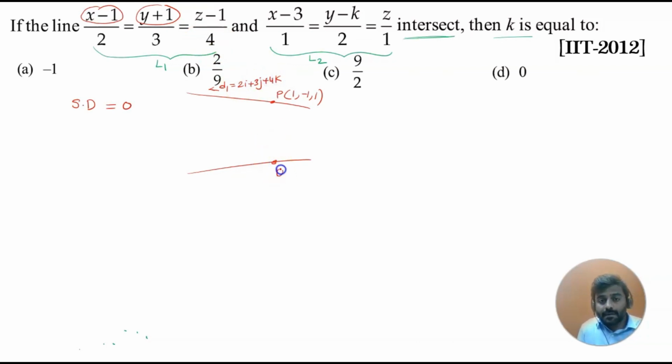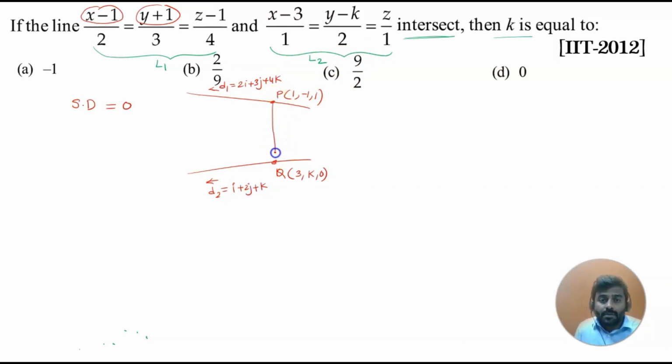And the second line is passing through the point Q. How do we get Q? Just equate the numerator to 0. So 3, k and 0 will come. Here the directional vector, which is D2, can be obtained by taking the i, j, k's with the denominators. So i plus 2j plus k.